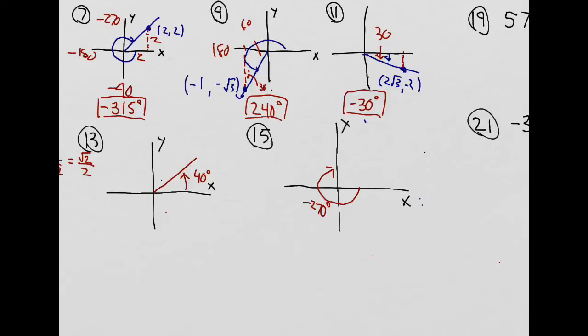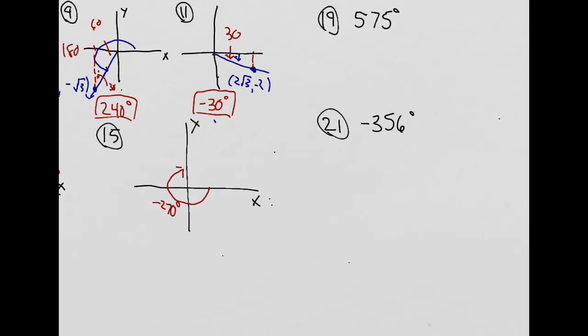For the next section, for example, 19 and 21, they ask you to find the measure of an angle between 0 and 360 degrees coterminal with each given angle. Coterminal means it's basically equivalent to each other. So for example, 0 and 360 are coterminal with each other because you end up in the same place. So what you have to do here is add and subtract 360 degrees from these numbers until you get something that's between 0 and 360 degrees.